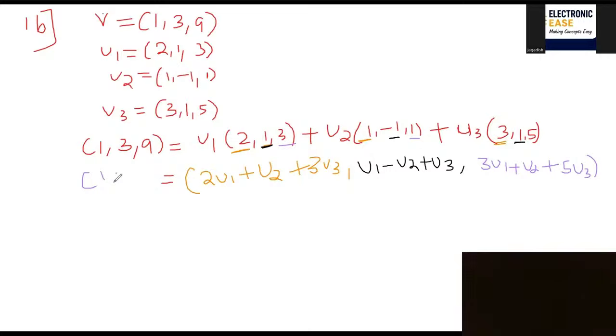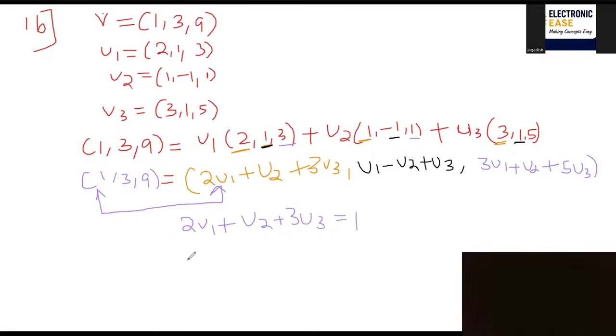Okay. So 1 comma 3 comma 9. Now equate it. So we need to equate this with this and this. Vaishnavi was present for all the classes. She is also not telling any answer. So what will you be getting? 2u1 plus u2 plus 3u3, which is equivalent to 1.